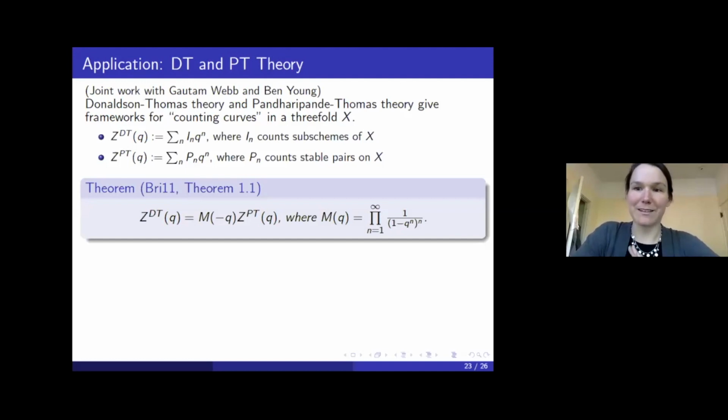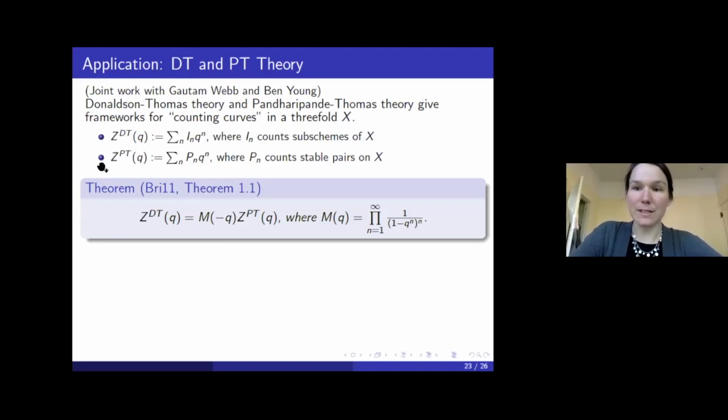I'm going to say basically as little about the geometry as possible because it's not something that I know much about. But my understanding is that both of these theories give frameworks for counting curves in a Calabi-Yau threefold X. From each of these theories, we have a generating function. We have this generating function from DT theory that counts subschemes of X, and we have a generating function from PT theory that counts stable pairs.